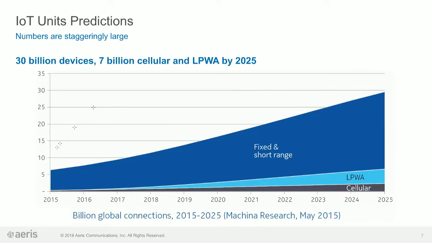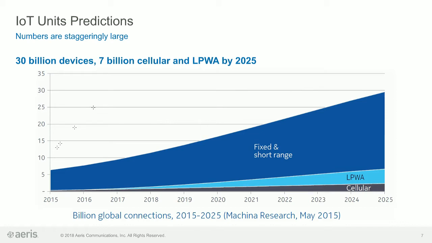And this was the estimate by Machina Research in terms of the number of cellular devices deployed by 2025 in the IoT space, as well as the fixed and short-range devices deployed for the IoT applications. The numbers are staggeringly large. As you can see, by 2025, the estimate is that 30 billion devices will be deployed, of which about 7 billion will be cellular and low-power wide-area networks.